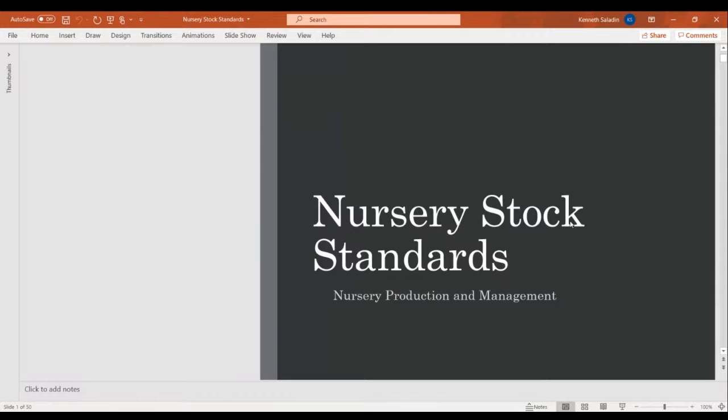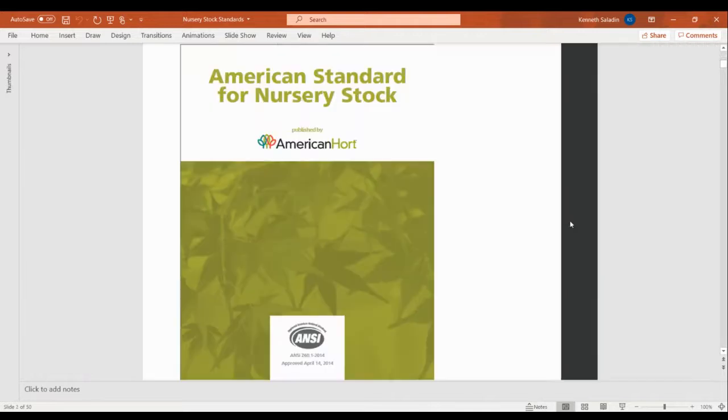So the title of today's presentation is Nursery Stock Standards. And in the nursery business, all the nursery stock standards, or that is to say, all the different grades that we assign to the different categories of nursery stock are going to be found in a document called the American Standard for Nursery Stock. This document is something that you can find online, or you can also buy a printed copy of this document as well.